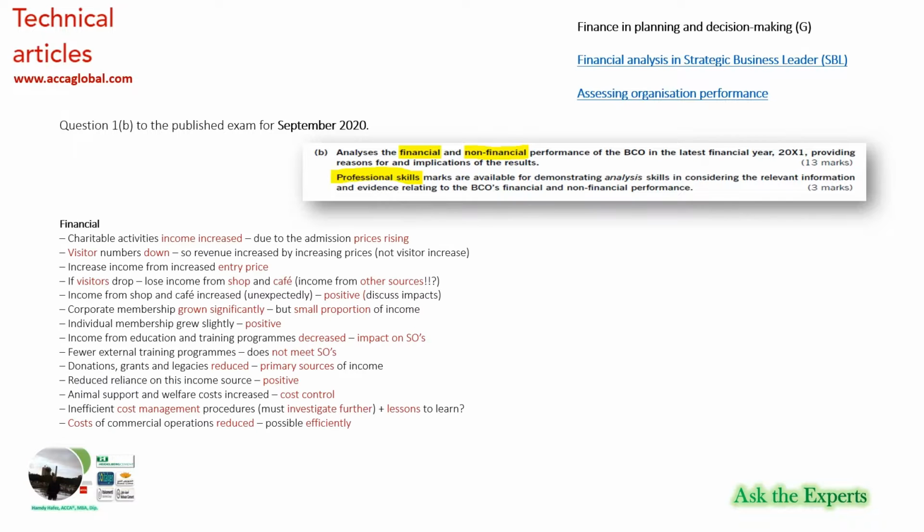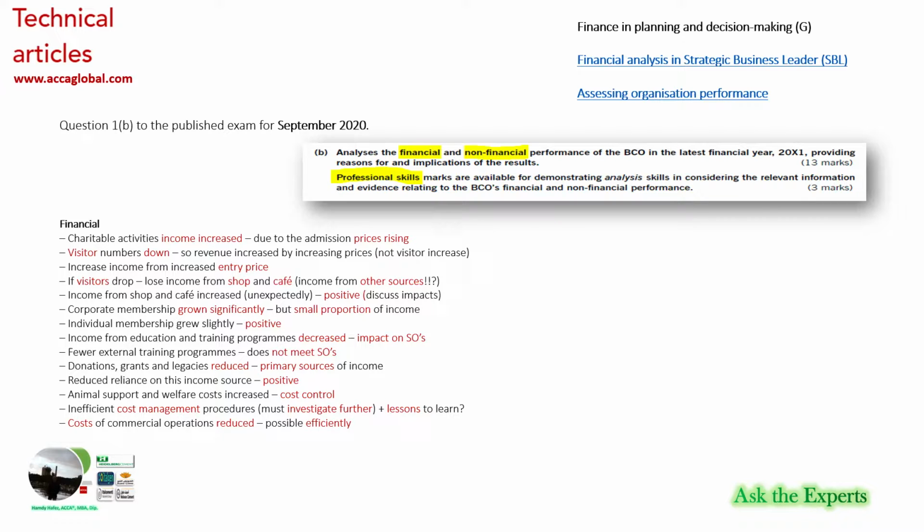The slide discusses the key points of the answer. In general, try to highlight the main changes in calculation and the reasons for them. For example, the change in revenue could be broken into two elements: the price and quantity. To apply this to the question, you find that charitable activities income was increased due to the admission prices rising, although the visitor numbers were down by nearly 2%. This could mean that revenue has increased due to prices increasing, and not due to visitor increase.